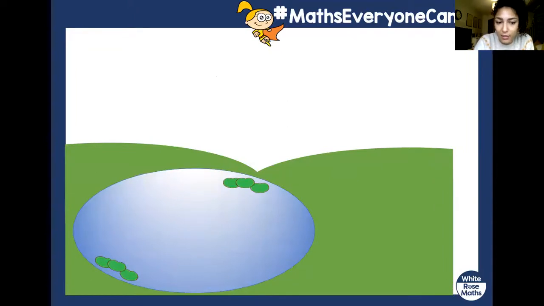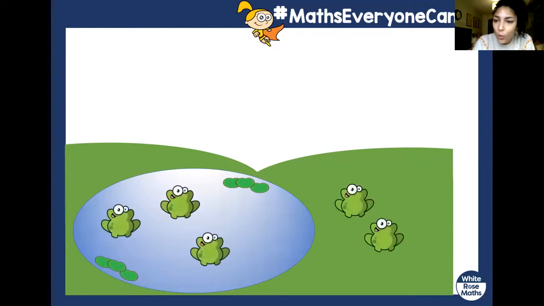Right then, what can you see? I can see some hills and a pond and some lily pads. Who do you think may live here? Let's find out. We have some frogs. So can you tell me how many frogs you see in the pond? Okay, you think there's 3. How many frogs can you see on the grass? Count carefully. 1, 2. There's 3 in the pond and 2 on the grass.